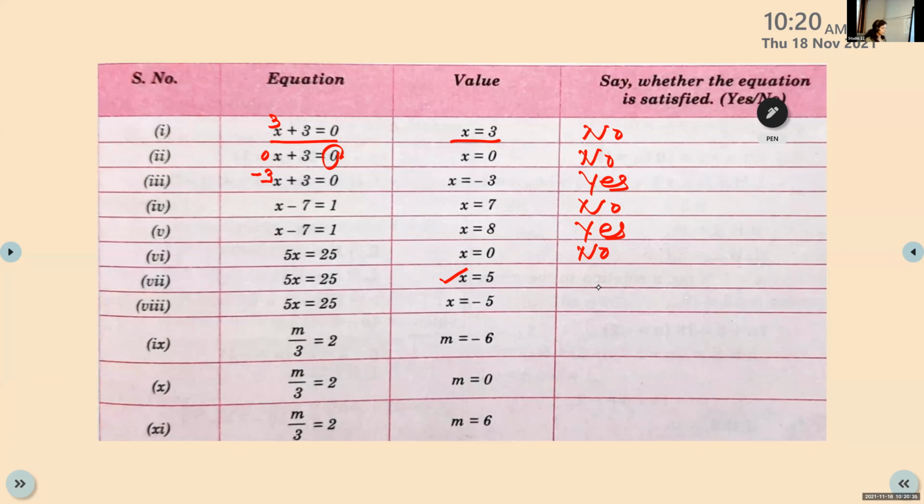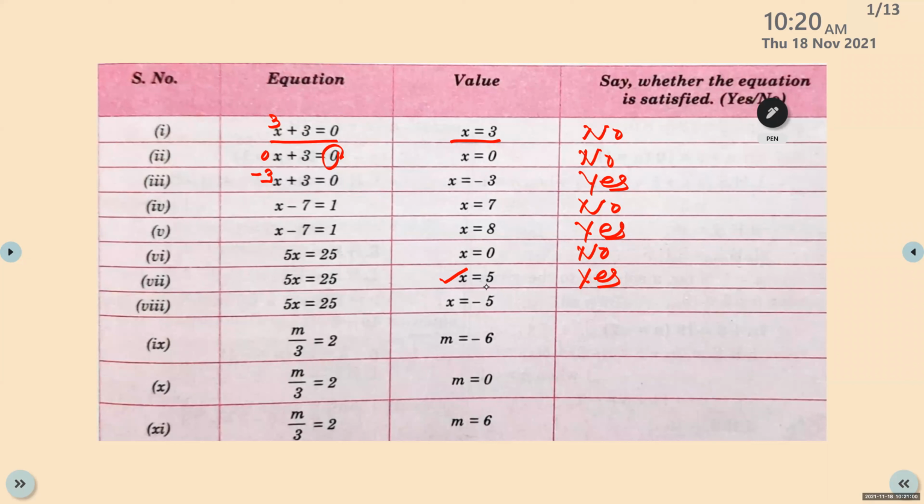Next one. x is equal to negative 5. We'll get positive 25 as the answer. Is it correct? Is the solution correct? 5 into negative 5, the answer is positive 25. So is it correct? Is the solution correct or not?